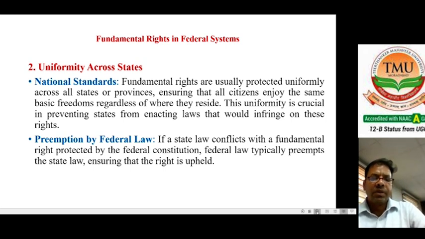Next is preemption by judicial or federal law. If a state law conflicts with the fundamental rights protected by the federal constitution, federal law typically preempts the state law, ensuring that the right is upheld. These are the uniformity across the states.